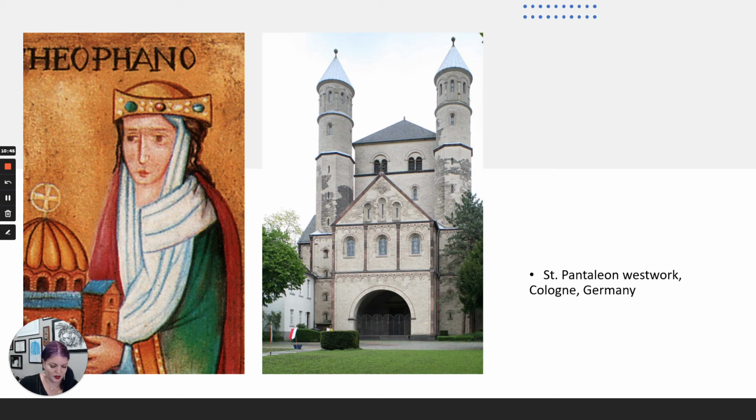When she dies in 991, Adelaide becomes regent until Otto III is old enough. So we have a long period of time where the women of this family of the Ottonian Empire are ruling as regents. Theophanu influences art and architecture a lot. She redoes the Westwork at Saint Pantaleon, which becomes kind of exemplary of what Westwork is going to look like going forward into the Romanesque.